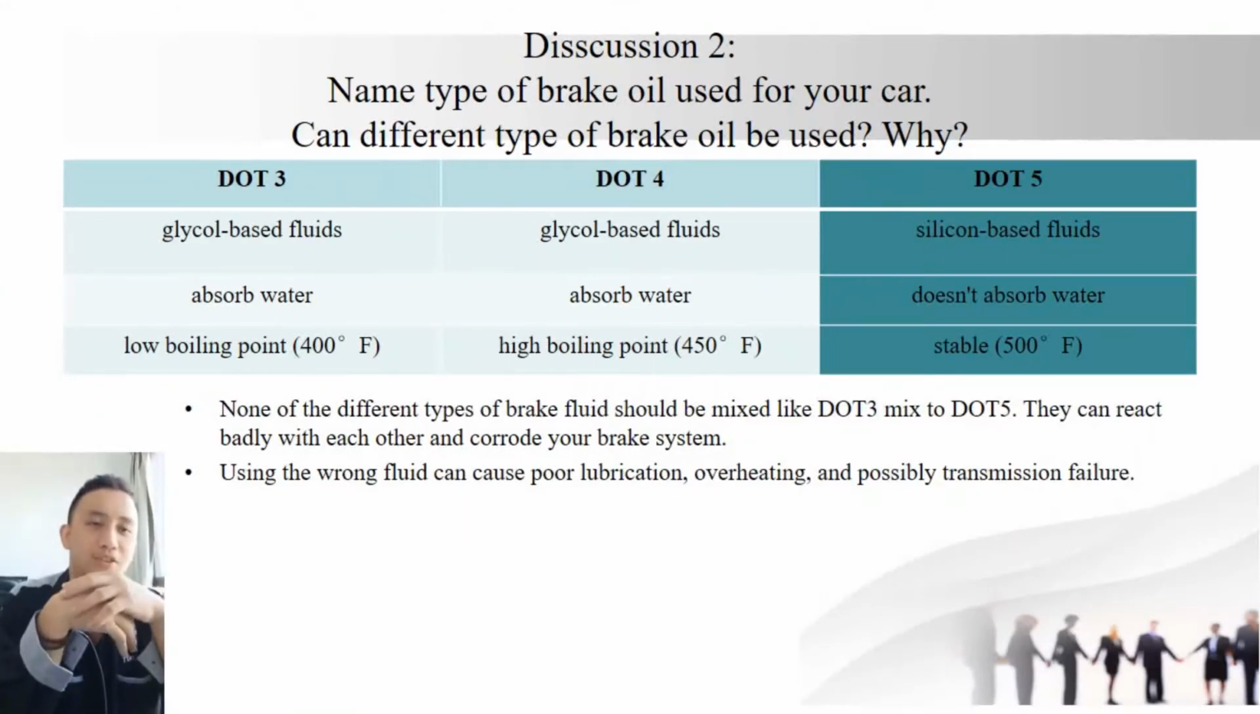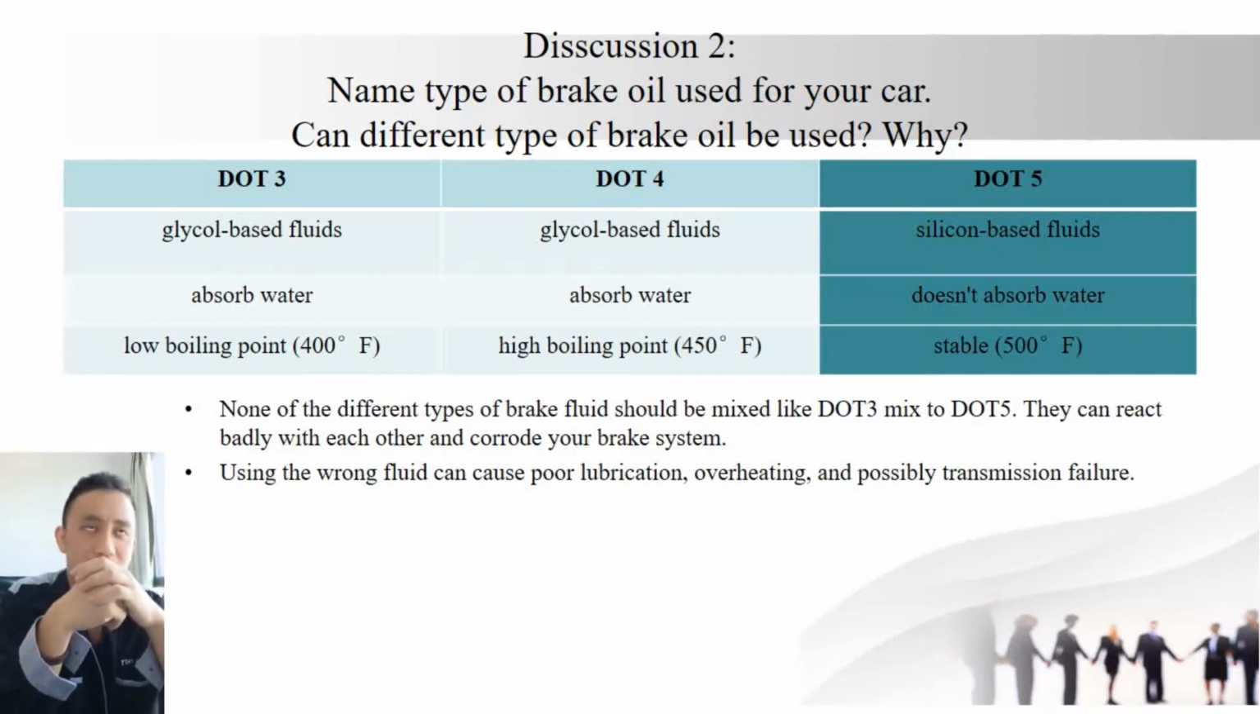Hello, sir. Now I need to talk about discussion number 2, lab 2, which is the name of the type of brake oil used for my car, and can different types of brake oil be used, and why? I need to introduce the three main types of brake oil used nowadays, which are DOT 3, DOT 4, and DOT 5. Actually, DOT 3 and DOT 4 are the same type of brake oil, which is a glycol-based fluid.